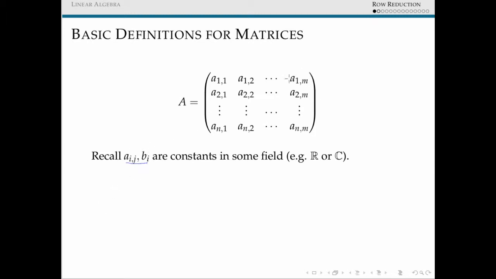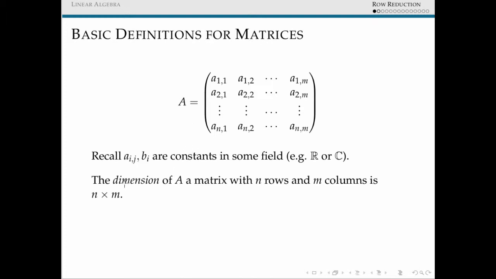The b_i might be our final column if necessary. As one concept to keep in mind, we say that the dimension of a matrix with n rows and m columns is n times m, or n by m. And we'll come back a little later today, and actually in the next video, to talk about several interpretations of the dimension of a matrix.